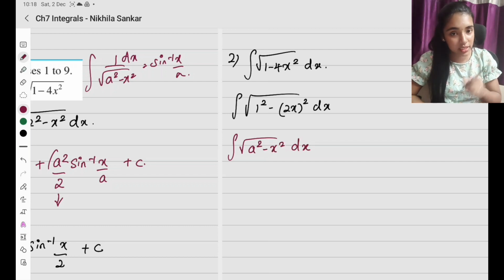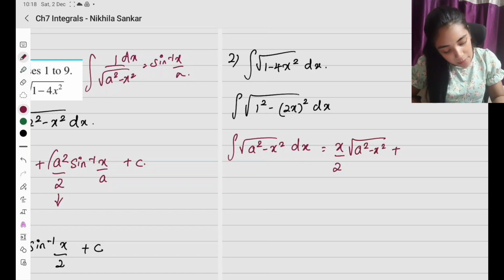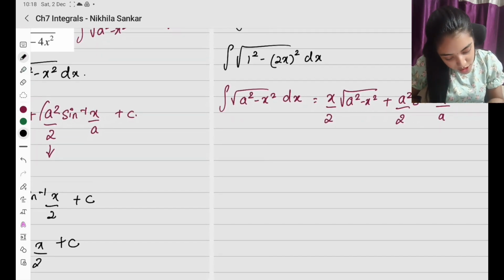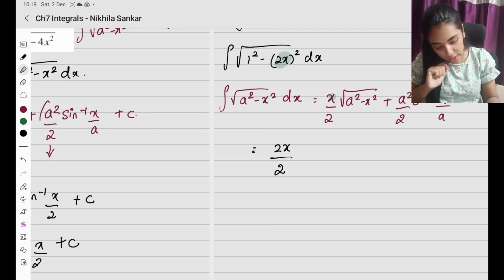Write the formula again; only by writing will you remember. So this is going to be first x by 2 square root of a square minus x square plus next a square divided by 2 sine inverse of x by a plus c. So when I substitute what's given in the question, what do I have? X by a: here x is going to be 2x divided by 2. Our x is nothing but 2x, correct?